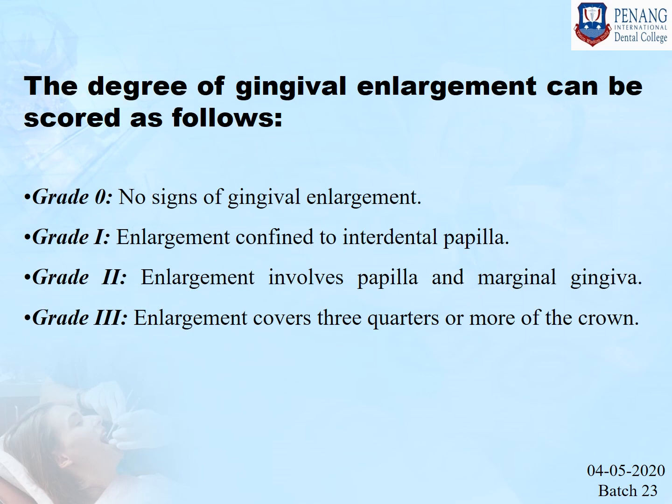The degree of gingival enlargement can be scored as follows: grade 0 when there is no sign of gingival enlargement, grade 1 when the enlargement is confined to interdental papilla, grade 2 when enlargement involves interdental papilla and marginal gingiva, or grade 3 when enlargement is covering 3/4 or more of the crown.